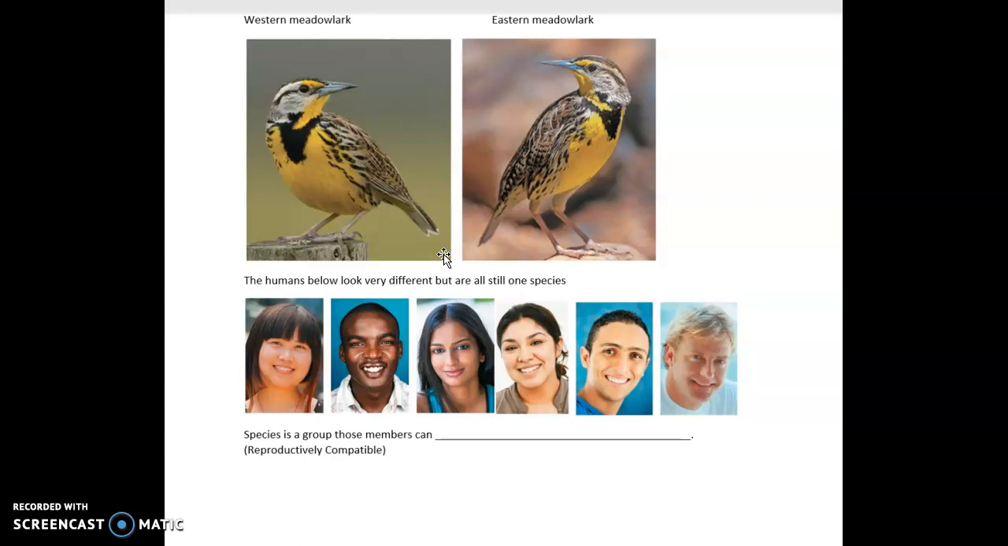So a species can be defined as a group whose members can interbreed and produce fertile offspring. This is reproductive compatibility.